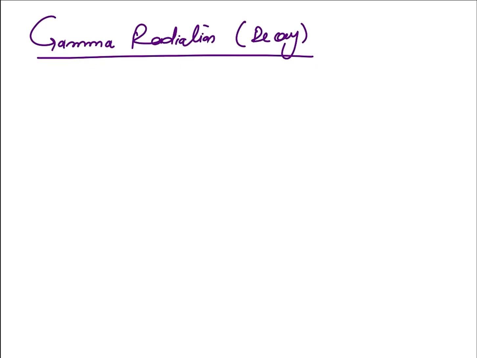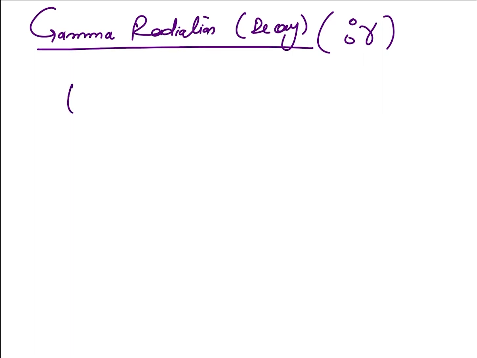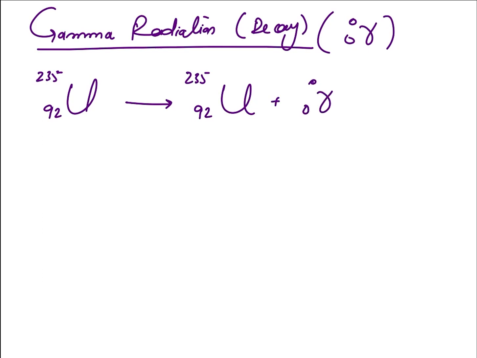So last we are left with gamma radiation or gamma decay. So we know that gamma has this symbol with 0, 0. We're familiar with that. And to start with, the uranium 235, 92, if it releases gamma radiation, it makes no difference to the particle. The particle remains the same, but it has a lower energy content. It is becoming more stable with the passage of time by releasing gamma radiation.